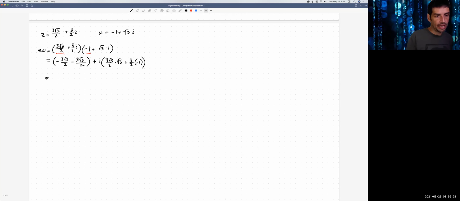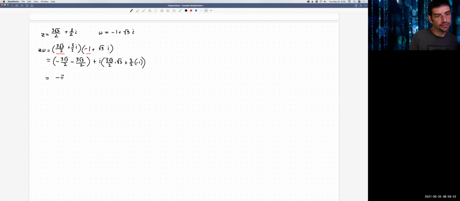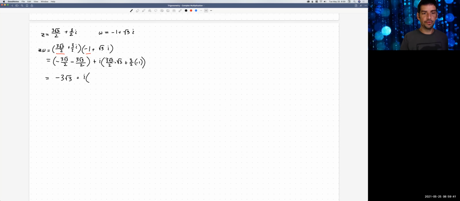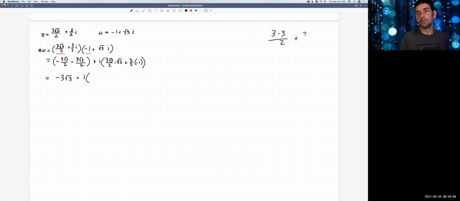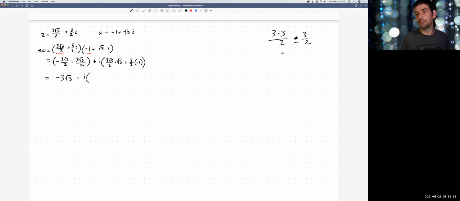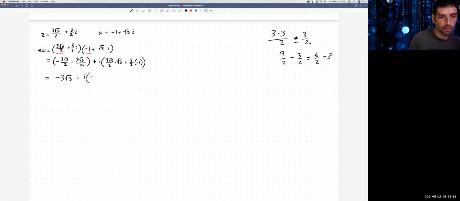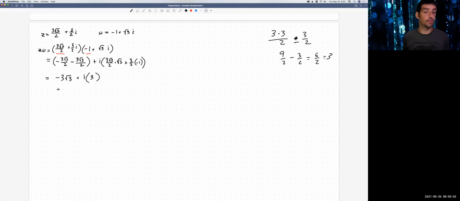Right. So let's see what happens. Well, we have two halves of the same thing. So this is -3 root 3 plus i times, let's see what we get here. So I'll just do a little scratch work. 3 root 3 over 2 times root 3 is going to be 3 times 3 over 2 plus 3/2. So this will be, or sorry, minus 3/2. There's that -1 there. Minus 3/2. So we've got 9/2 minus 3/2 is 6/2 or 3. So we get 3. So our number is ending up as -3 root 3 plus 3i.